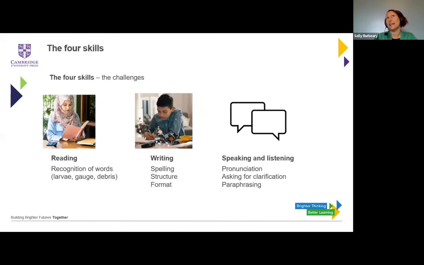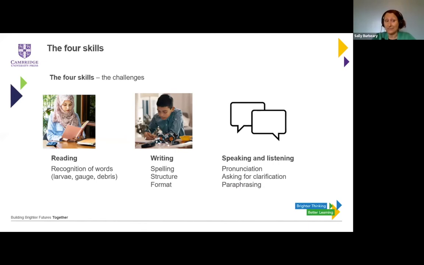So as well as vocabulary and structure, I also wanted to expand this out to think about the four skills. So the reading, writing, and speaking and listening, which is involved in science. So let's think about some of the areas in terms of these skills.